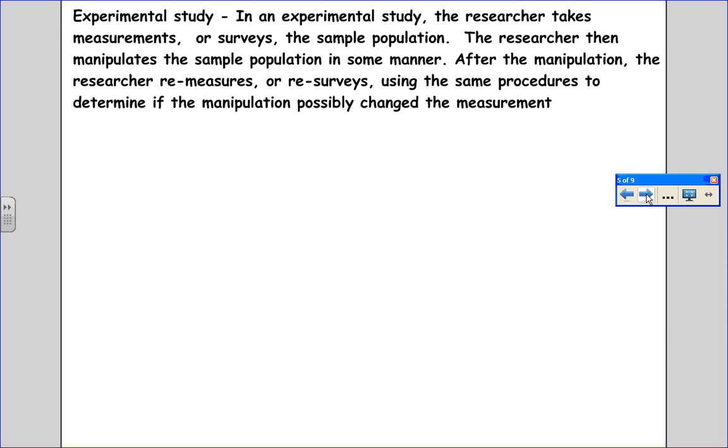Okay, another type of study that's performed is the experimental study. In an experimental study, the researcher takes measurements or surveys the sample population. The researcher then manipulates the sample population in some manner. After the manipulation, the researcher remeasures or resurveys using the same procedures to determine if the manipulation possibly changed the measurement. So let me give you an example about this.